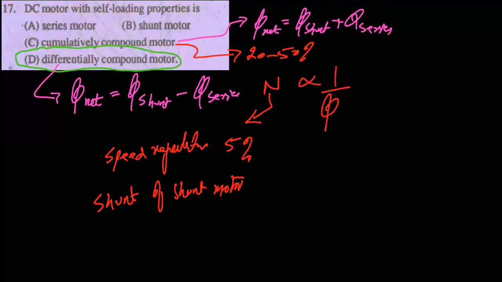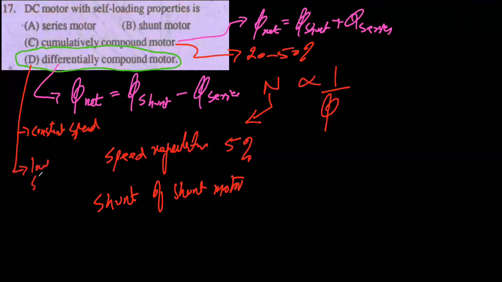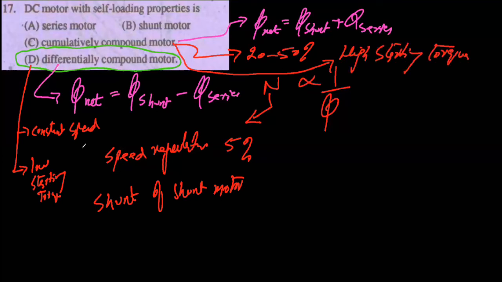So in a differential compound motor, we have constant speed, but we have low starting torque. While in the case of a cumulative compound motor, we have high starting torque. With low starting torque, there will be a sort of speed instability during starting. So it is recommended to start it like a shunt motor.